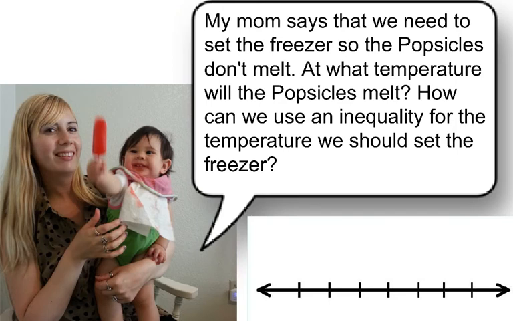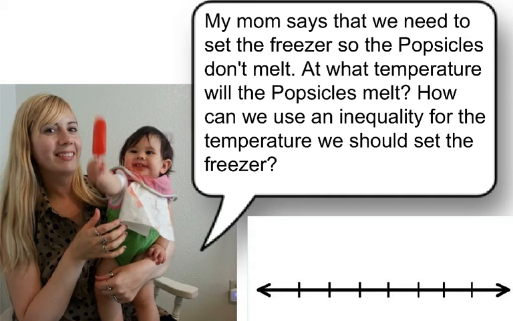Let's look at another example. So, popsicles. Let's look at what Layla's asking us. My mom says that we need to set the freezer so the popsicles don't melt. At what temperature will the popsicles melt? How can we use an inequality for the temperature we should set for the freezer?